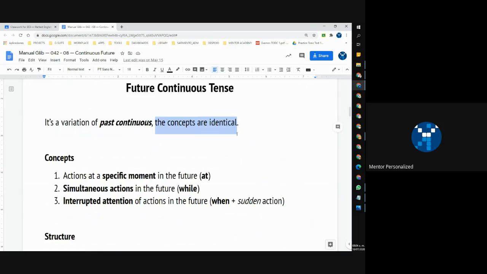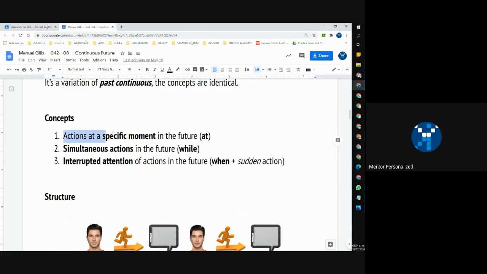Okay, so if you remember in past continuous, we have three concepts: actions at a specific moment, simultaneous actions, and interrupted attention. So in this case, the idea is exactly the same, but talking about the future. What is the particle that we use for expressing a specific moment? At. Very good. And for simultaneous actions, Gabi? While. That's right. For interrupted attention? When, with a sudden action. Remember, how do you say repentina in English? Sudden. Very good, completely right.